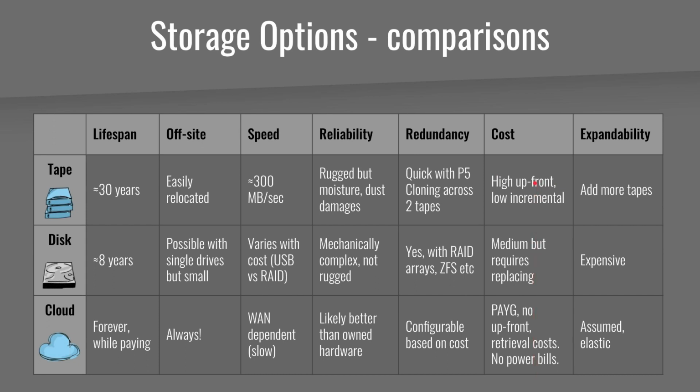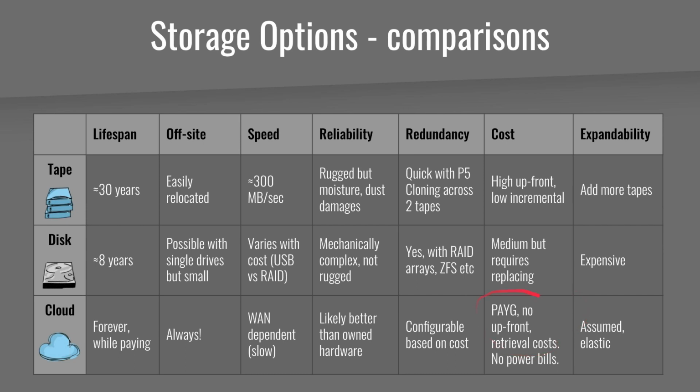Cost, generally speaking, tape is high up front because you've got to buy that expensive hardware. Low incremental because tapes are quite cheap, so you can add storage cheaply once you've invested in the tape library or drive. Disk is kind of in the middle. You've got to buy that upfront hardware. The incremental cost isn't so good because you can't just put a tape in and get another 12 terabytes with disk.